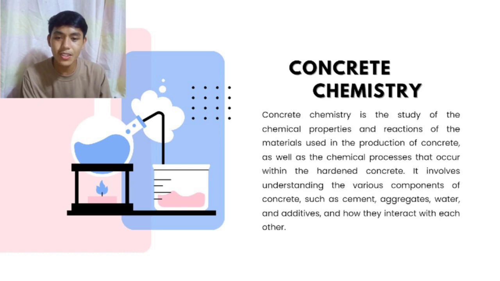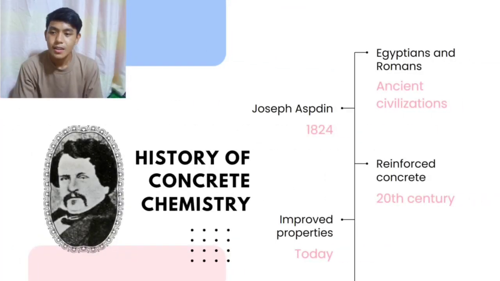The role of water in the reaction process, the chemical composition and properties of different types of aggregates, and the effects of various chemical admixtures on the properties of concrete. By studying concrete chemistry, researchers and engineers can better understand how to design and produce concrete with specific properties and performance characteristics, such as strength, durability, and workability for various construction applications. Let's proceed to the history of concrete chemistry.